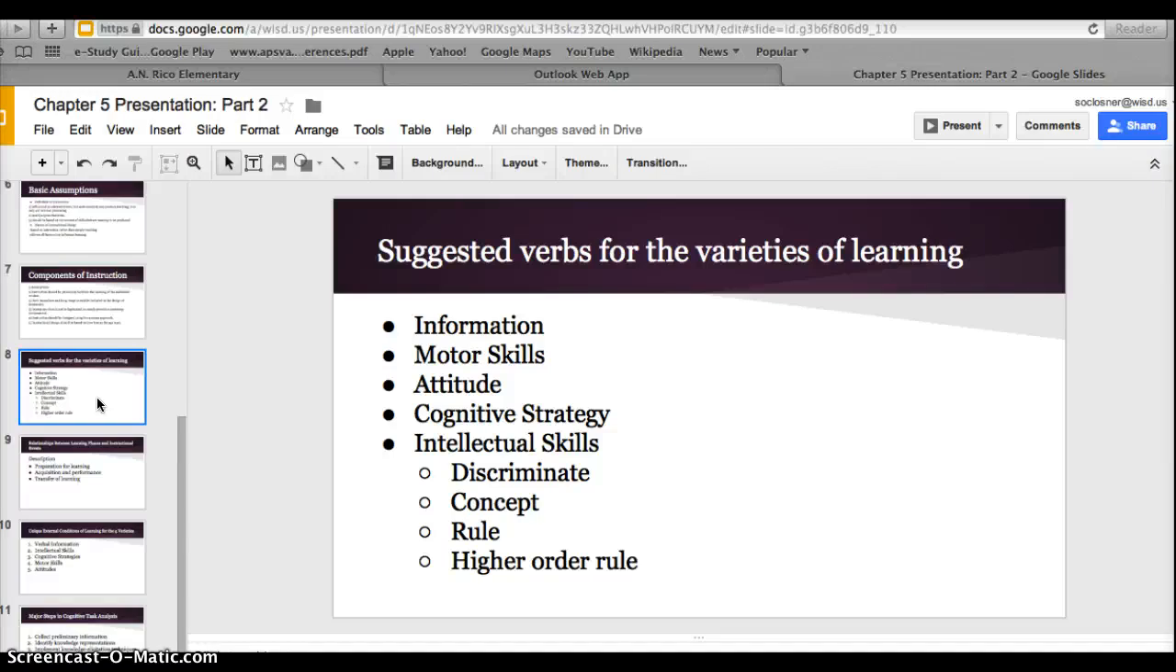The intellectual skills include discrimination. Discrimination would include verbs such as discriminate, distinguish, differentiate. The concrete concept would include verbs such as identify, name, specify, label. The rule would include verbs such as demonstrate, show, solve. And the higher order rule would include generate, develop, solve. These are all suggested verbs for the varieties of learning.